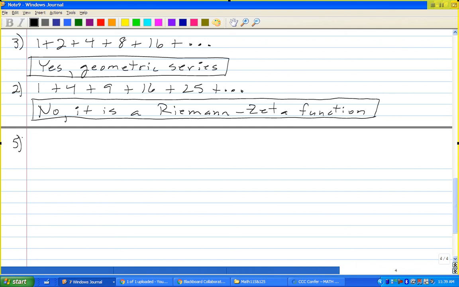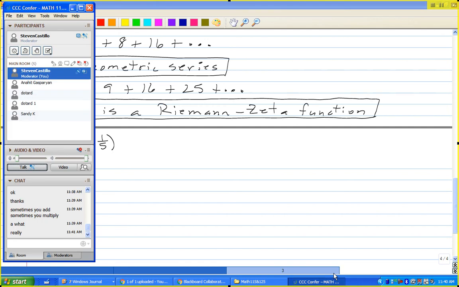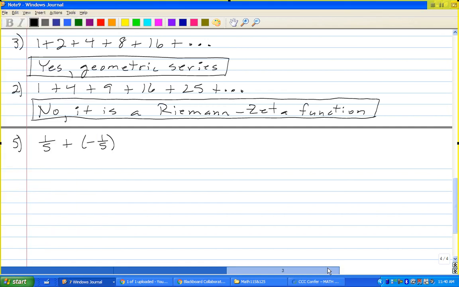Problem number 5. 1/5 plus negative 1/5. Yes, go to the Clay Institute. That's one of their millennium problems. Okay. 1/5 plus negative 1/5 plus 1/5 plus negative 1/5, etc.